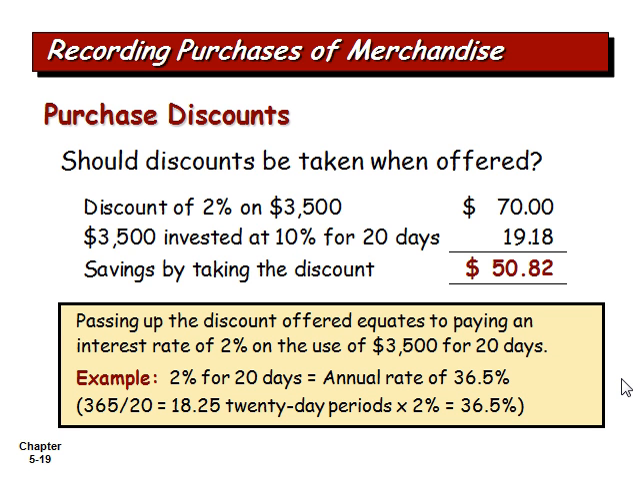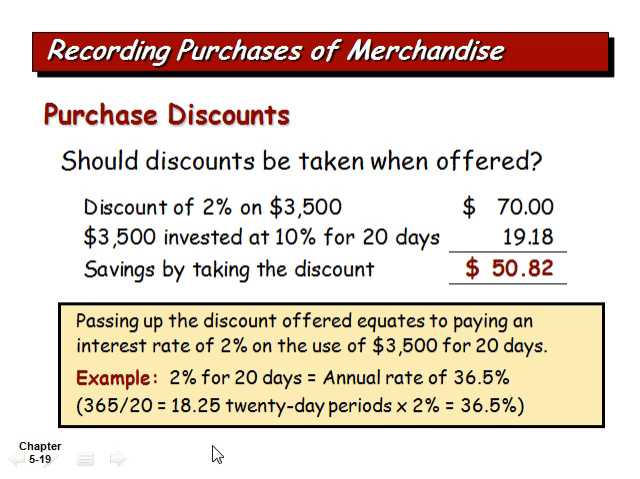So here's kind of the $1,000,000 question. Million's a little exaggeration, but should discounts be taken when offered? A discount of 2% on $3,500 is $70. If you took the $3,500 and invested it at 10% for 20 days, you'd only earn $19.18. So you earn way more than 10% by taking the discount.